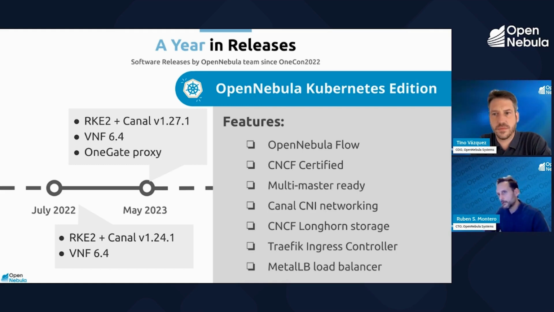So we made two releases of OneKE, one featuring 1.24, and then we updated to 1.27, with support for a one-gate proxy that we are going to talk about in a minute, but it's a way that reduces the networking requirements for OpenNebula to deploy the Kubernetes cluster on top of OpenNebula.